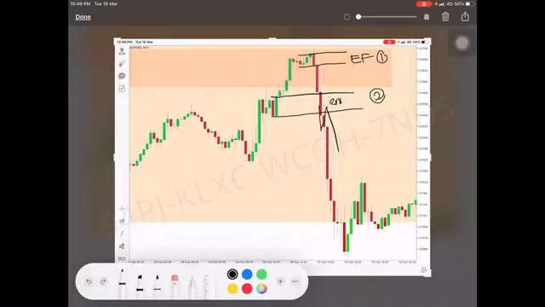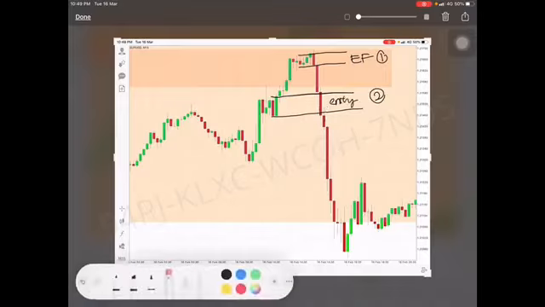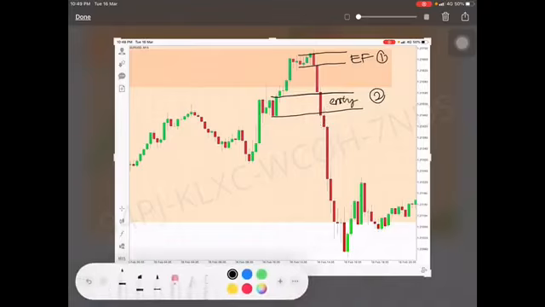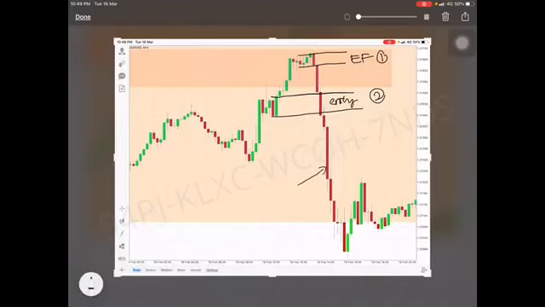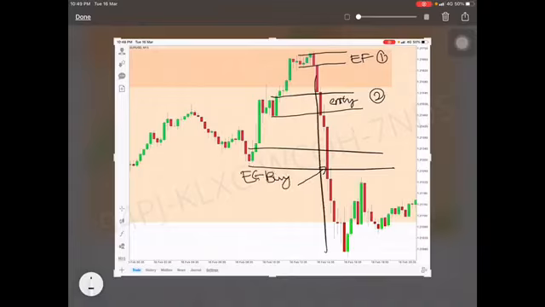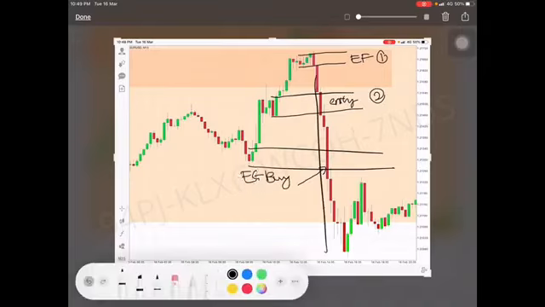So let's say you look at this one. This price, okay, it made engulfing fail over here. See? That was EG buy. But then price broke down, right? So it has become EF.